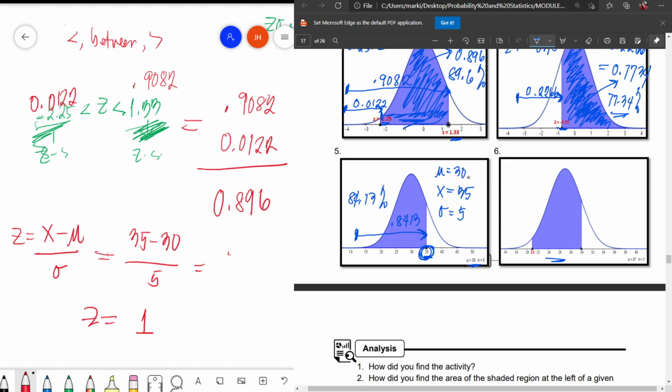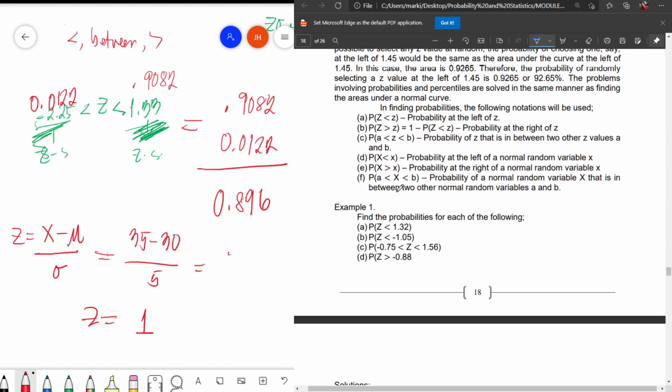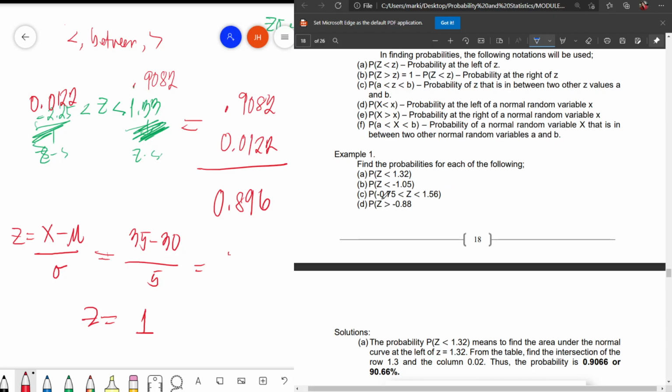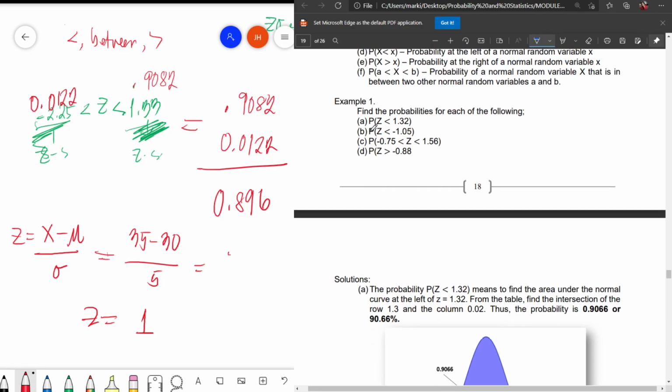Okay? The same procedure here. So, as you can see, what's the clue here? This is in between. Yes, in between. You have two values, x sub 1 which is 21 and x sub 2 which is 30. So, how do we write this properly? Let's go to the abstraction. Again, don't be confused. This is how you're going to write that one. Not the z. This is the proper way of writing. So, P of z is less than 1.31.